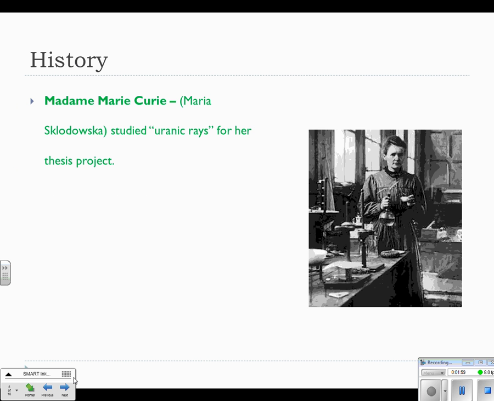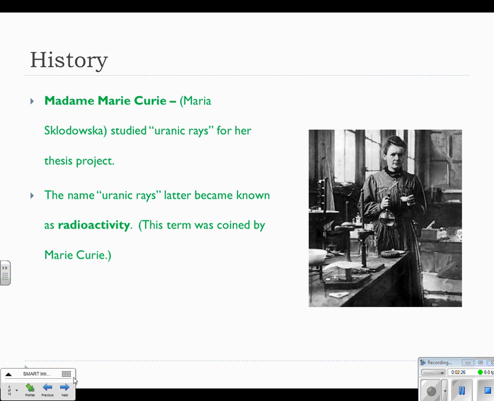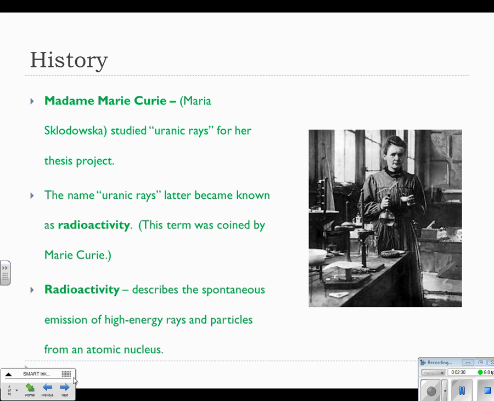Very famous female scientists also worked with this, Madame Marie Curie. So she was born Maria Sklodowska, and she was born in Poland. She changed her name to Marie when she moved to France to go to the university there. She was not allowed to go to the university in Poland at that time. So for her thesis process, she studied what they called uranic rays, because they thought uranium was the only thing that produced these uranic rays like the sun. They later changed the name uranic rays to radioactivity, and Marie Curie came up with this term.